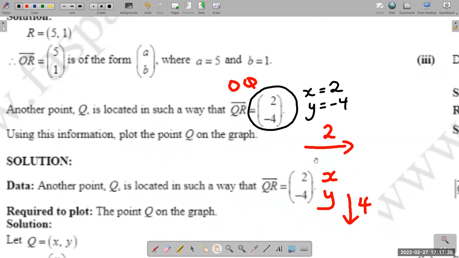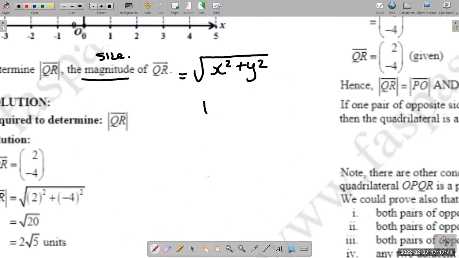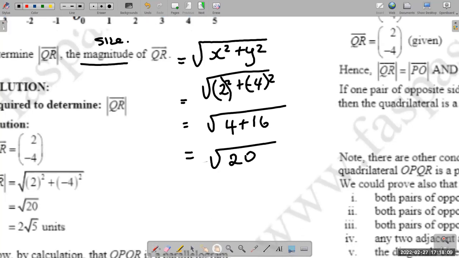Everybody following me so far? So all you need to do is substitute. So you put the square root of 2 squared plus -4 squared. Let's do it together. So we're going to end up with 4 plus 16, which is equal to the square root of 20. You put this in your calculator, you write your answer. And you're going to write units.